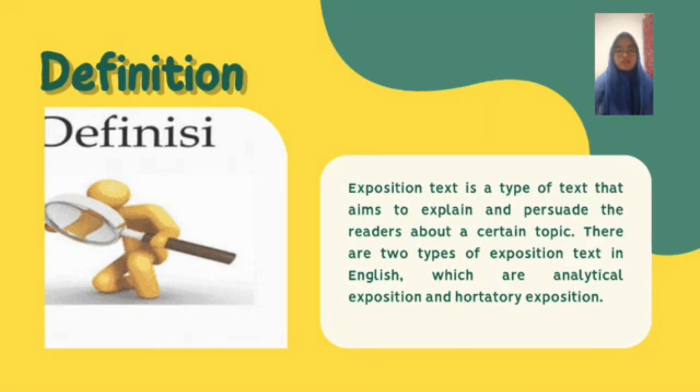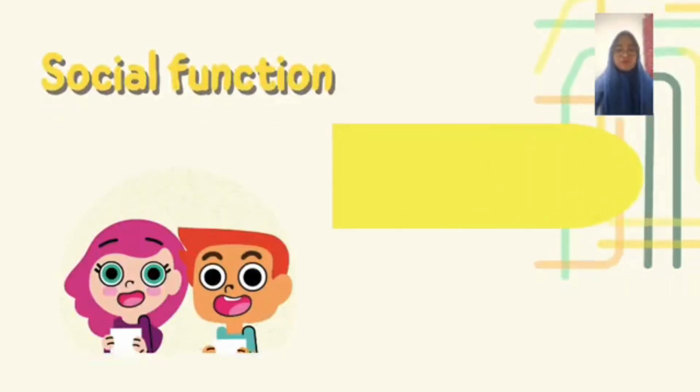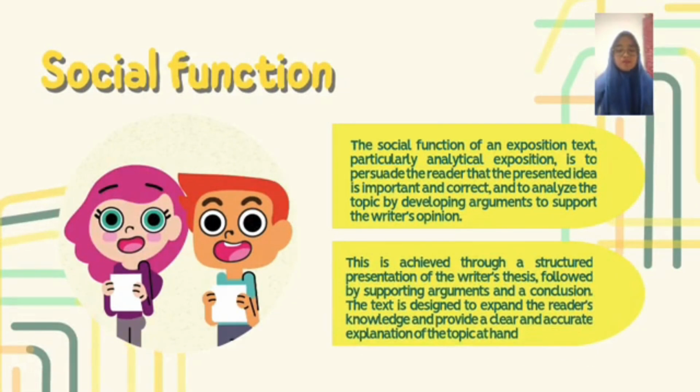Next is the definition of exposition text. Exposition text is a type of text that aims to explain and persuade the readers about a certain topic. There are two types of exposition text in English, which are analytical exposition and hortatory exposition.